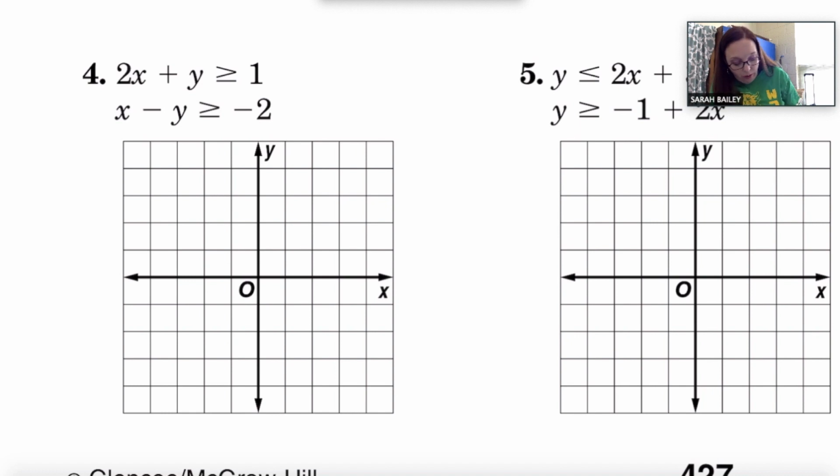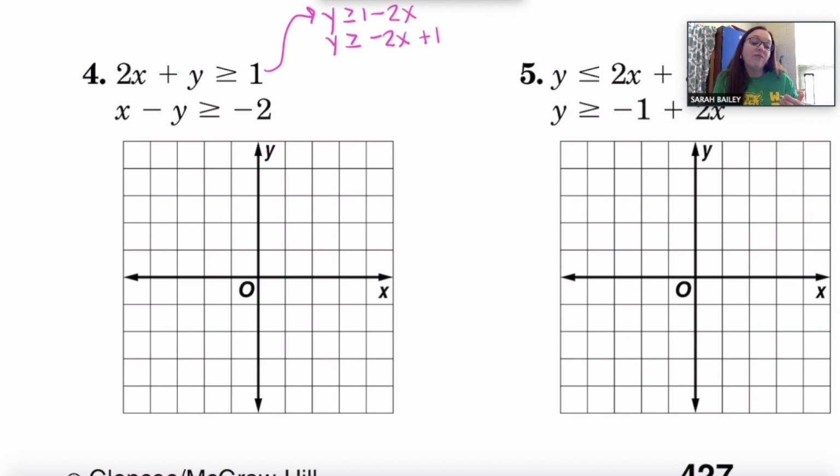So let's rewrite this inequality in slope-intercept form. So it's going to be y is greater than or equal to 1 minus 2x. The inequality symbol isn't going to flip here. And then if I flip-flop the negative 2x and the 1, it becomes y is greater than or equal to negative 2x plus 1. And so I'm going to graph this.